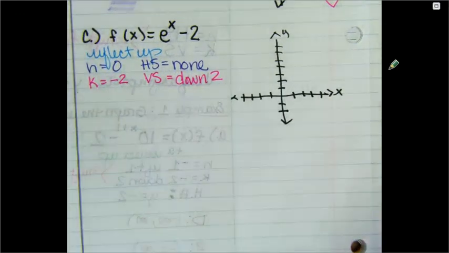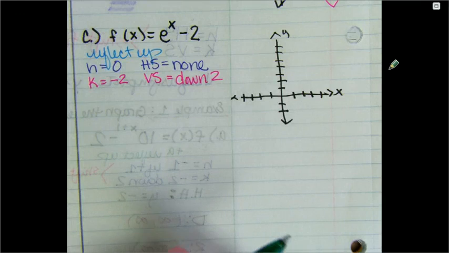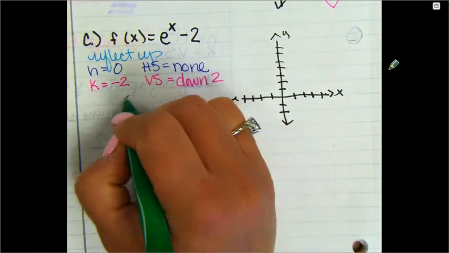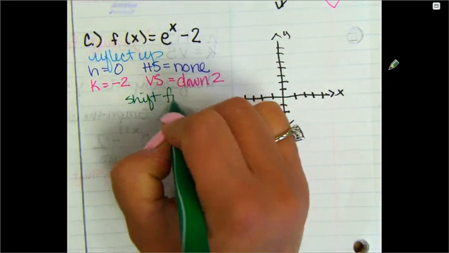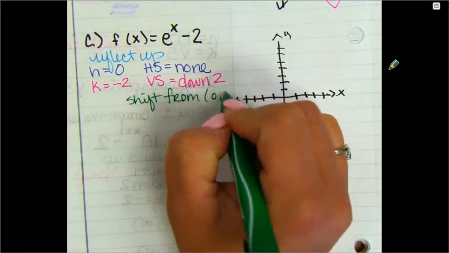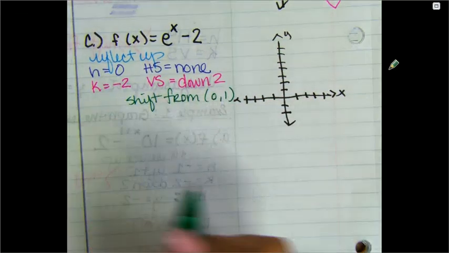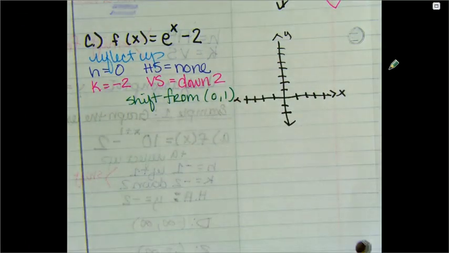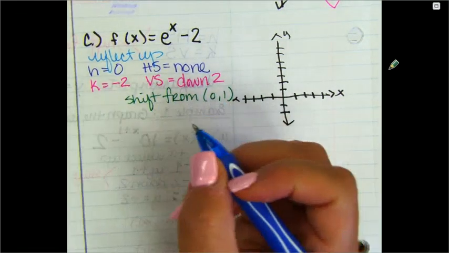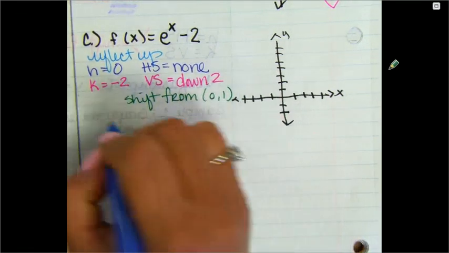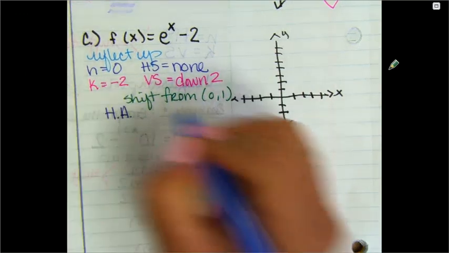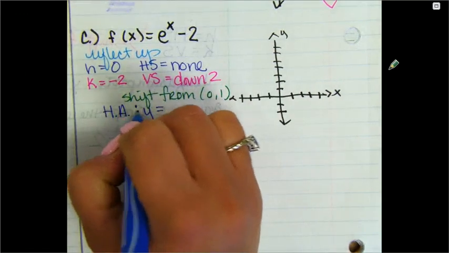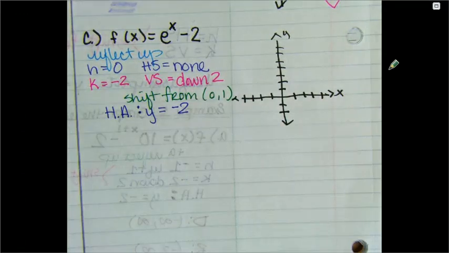Okay. Let's see what else. Lola, where are we shifting from? 0, 1 is correct. Why is it positive 1 and not negative 1? Because your a is positive. Good. Vertical asymptote or horizontal asymptote? Anybody? Horizontal. Angela, where is it? y equals what? -2. All right, so we got a -2.